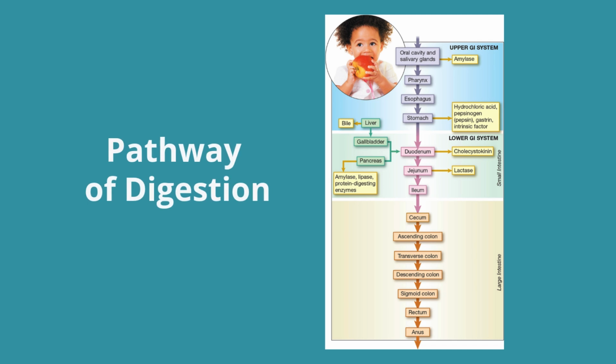Food travels through a well-organized path starting at the mouth, which also includes the teeth, the tongue, and the palate. Then it moves through the pharynx and esophagus, then through the stomach and the small intestine, through the duodenum, jejunum, and ileum, then finally through the large intestine, which includes the cecum, colon, rectum, and anus.